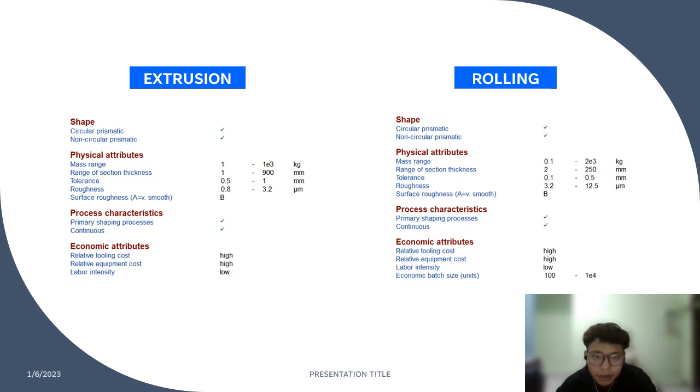So for the rolling process, it supports circular prismatic and non-circular prismatic shapes. For physical attributes, the mass range is about 0.1 to 2 x 10^3 kg. The range of section thickness is 2 to 250 mm. Tolerance is 0.1 to 0.5 mm. Roughness is about 3.2 to 12.5 micron, and surface roughness is about B. For the process characteristic, it is a primary shaping process and also a continuous process. For economic attributes, relative tooling cost is high, relative equipment cost is also high, and labor intensity is low. And then the economic batch size is about 100 to 10^4 units.